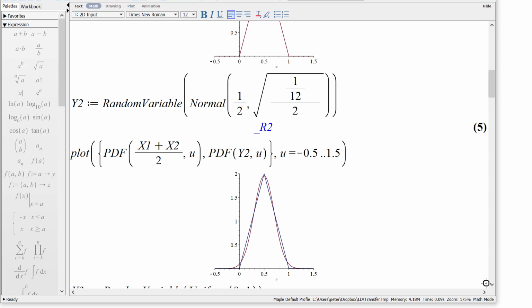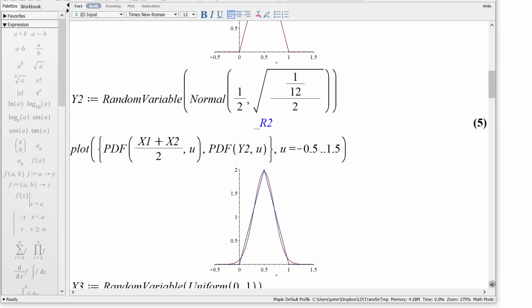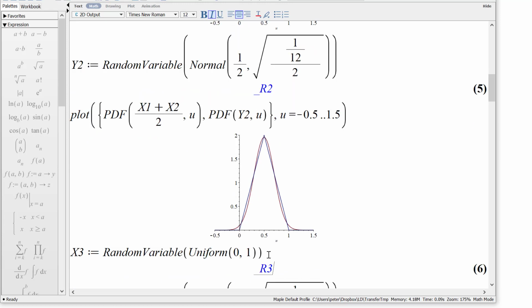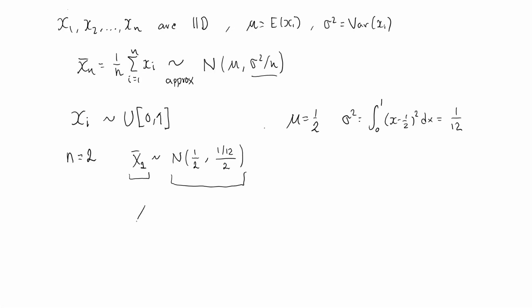But let's move on. Let's define x3 as well, and then look at the PDF of the sample average of 3 random variables. So x3 is uniform 0, 1. The central limit theorem tells us the sample average with 3 random variables is approximately normal, 1/2, and now it's going to be 1/12 divided by n equal to 3.